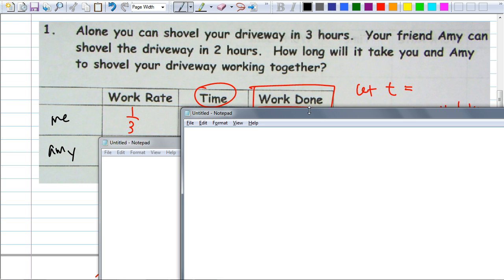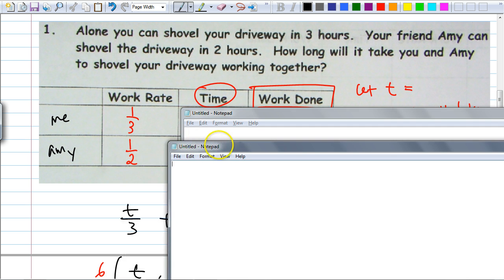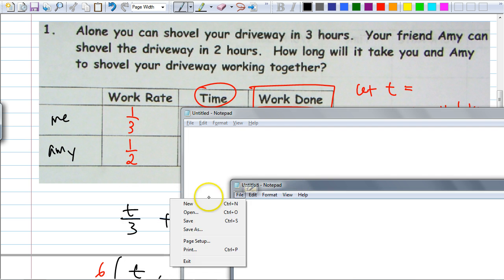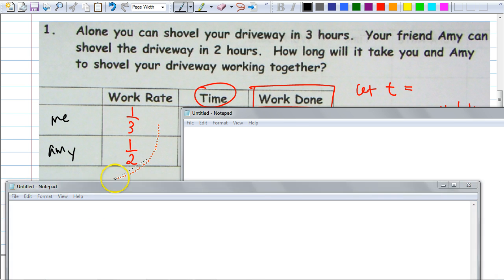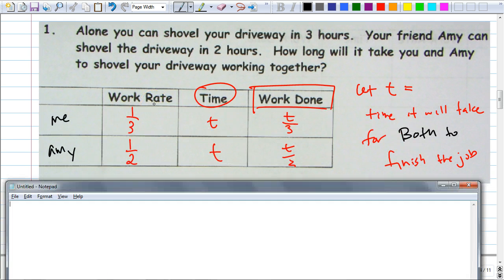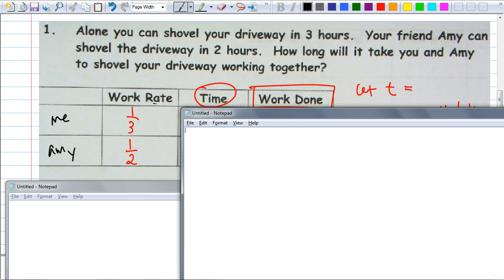Okay, what about for Amy? What would it be? They told us Amy could do the whole job, which is 100% of the job, which means 1 over what? 2. So that's my work rate. So please keep that in mind. This is the important part. If you know how to figure out the work rate, then it should be simple.